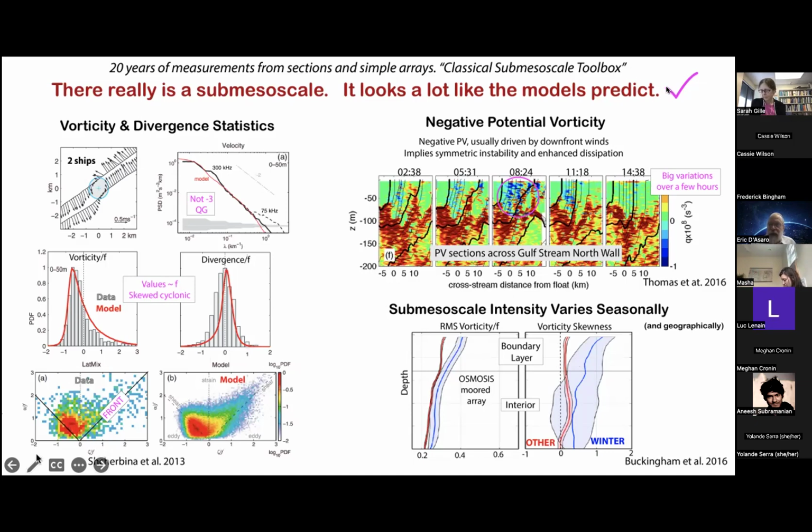But it's not the end of the story, of course. These are all pretty qualitative. You can't get rates out of these things. You can say that there's symmetric instability, but you can't say how strong it is compared to other things. So there's lots more things to do, which is what we should be doing in the future.